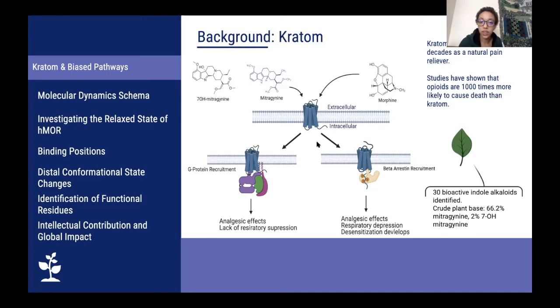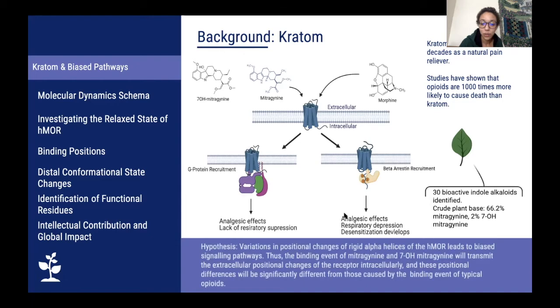So knowing this, this step right here is honestly really important, where a conformational change happens, which leads me to our hypothesis, which is that variations in the positional changes of the rigid alpha helices of the human mu-Opioid receptor leads to a biased signaling pathway.